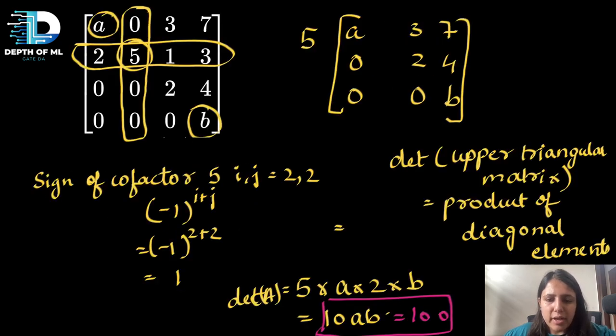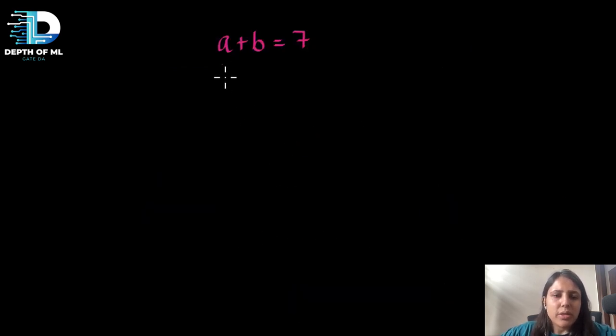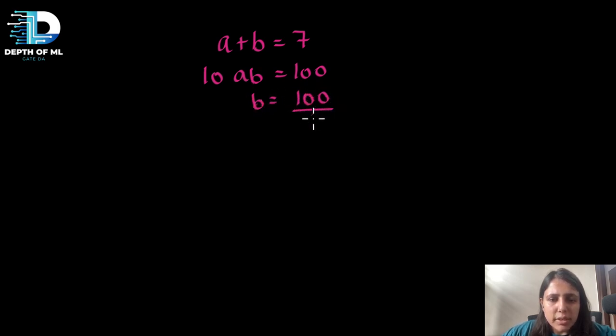So the first equation I have is A plus B is equal to 7. The other equation that I found after solving the determinant is 10AB is equal to 100. Now I can replace either A or B. So let me replace B, which will be equal to 100 by 10A. Okay, so I can cancel this out and B is equal to 10 by A.